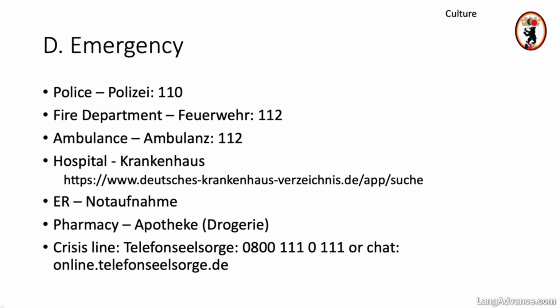Pharmacies are called Apotheke. However, in Germany, most medicine is not over the counter. Many pills that you can get in a CVS in the US, you cannot get in their German equivalent, die Drogerie, but only in a pharmacy, and for many pills, you will need a prescription.